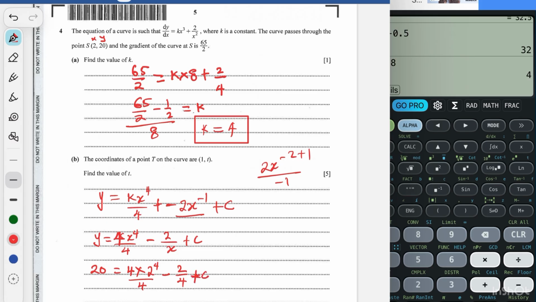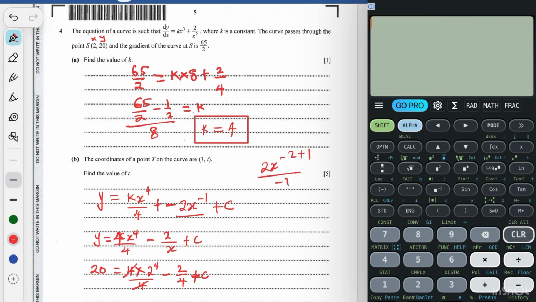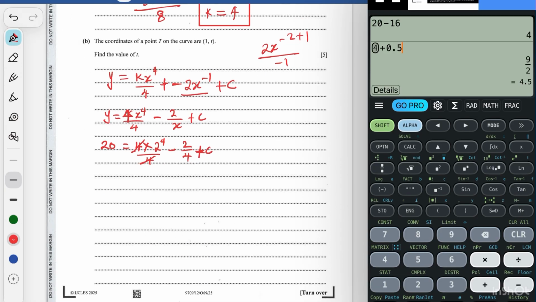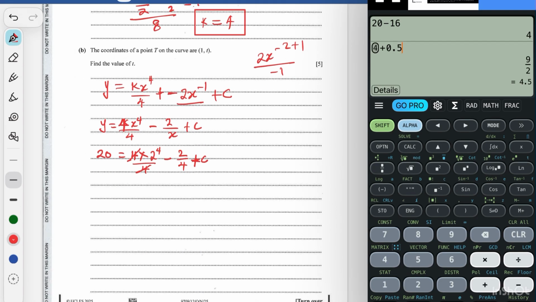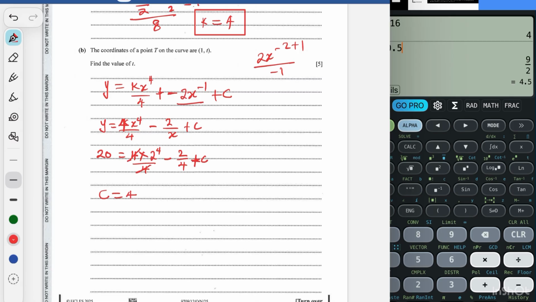So that's what I have. So let's see what happens here. So 4 takes care of 4. Then that will be 20 minus 16, then plus 0.5. So my c is 4.5. So you press your calculator and see.